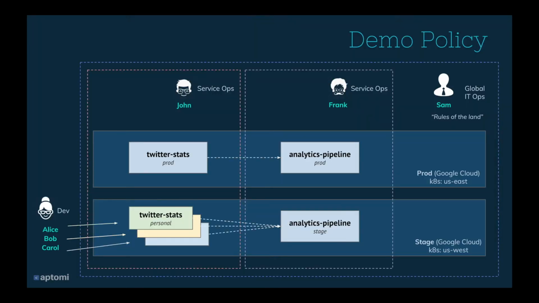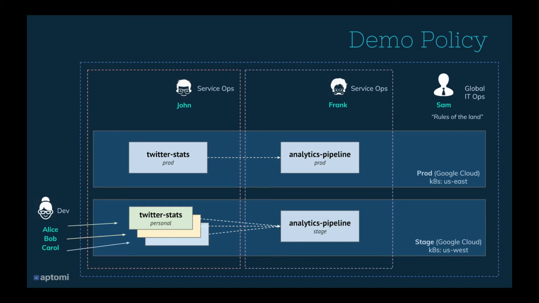Our demo use case is built around two services. One service is Twitter stats, defined by John. This service pulls data from Twitter in real time, calculates hashtag statistics, and displays results on the web. And in order to do this, John's service relies on another service called Analytics Pipeline, defined by Frank.